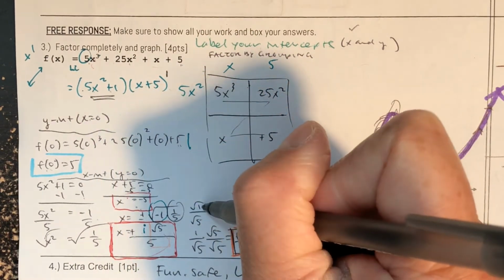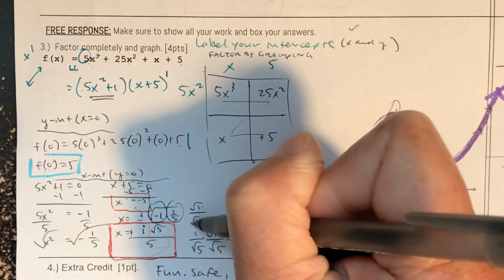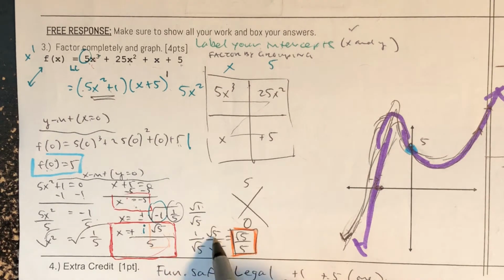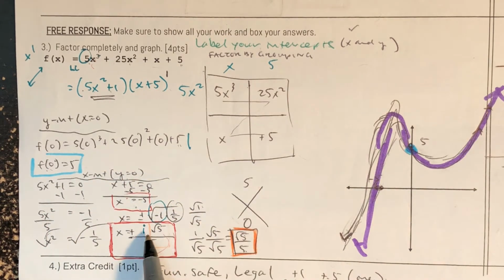The square root of 1/5 is really the square root of 1 over the square root of 5. And you can't have a square root here in the denominator, so I multiply by the square root of 5, so you get radical 5 over 5. And that orange part goes right there in that box. So your answer would be x equals plus or minus i rad 5 over 5.